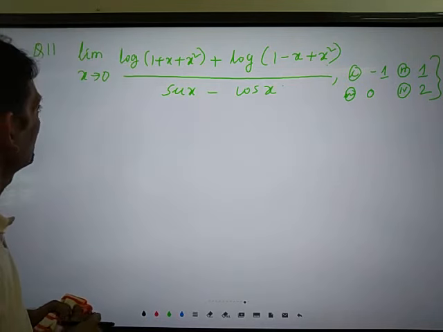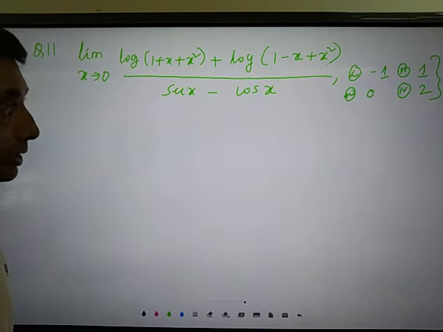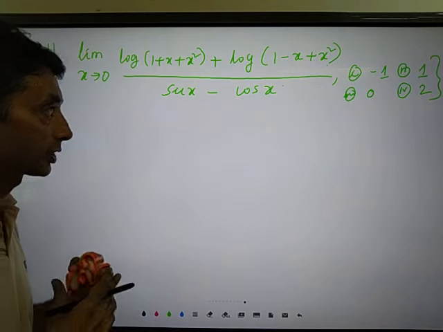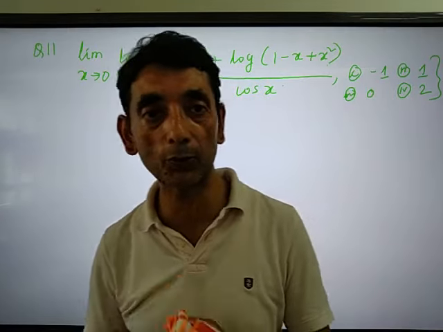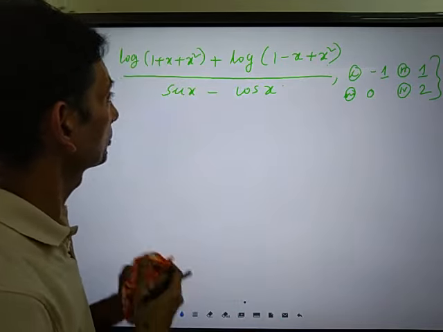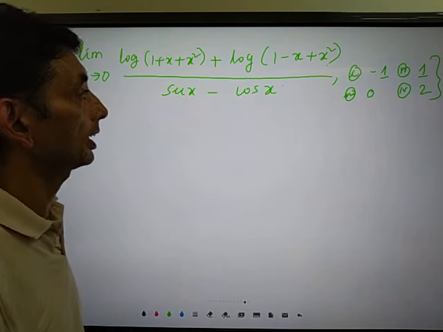What is the question? Limit x tends to 0 of log(1 plus x square) plus log(1 minus x plus x square), by sec x minus cos x. Before you start solving this, check the form of the question. What is the indeterminate form of this question? Please check the form and start solving.